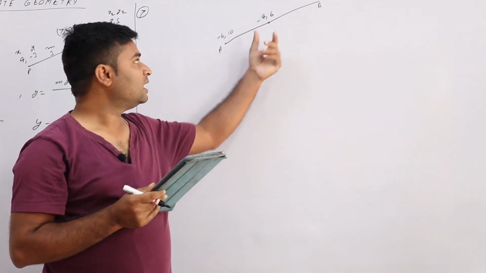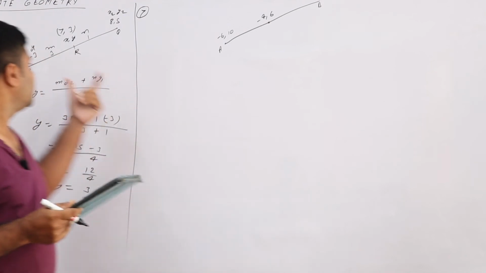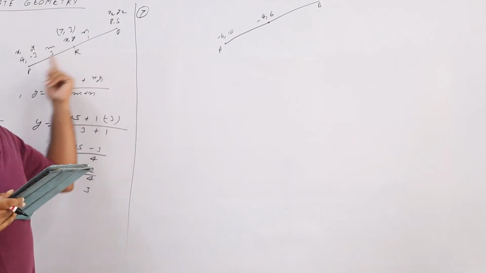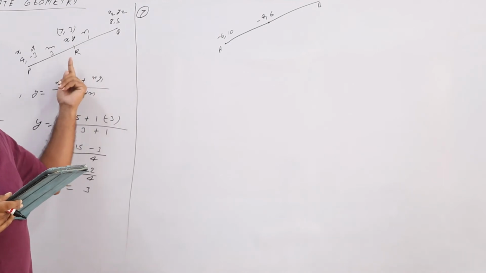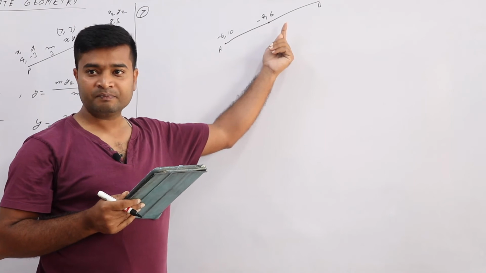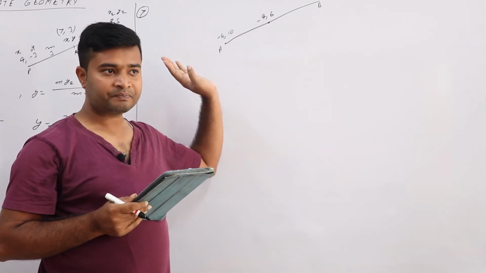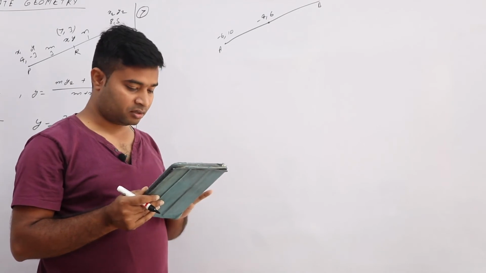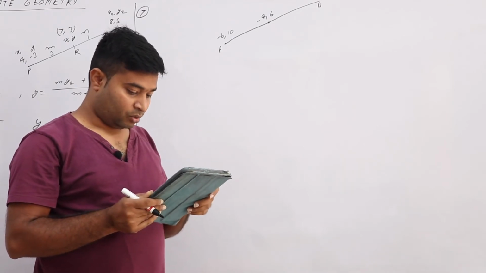Correct now? I told you in some questions m and n will be given and you should find x and y. And in some questions x and y will be given and you should find m and n. Understood the question? So now do it. Who can get the answer?